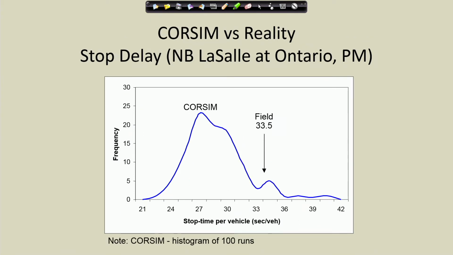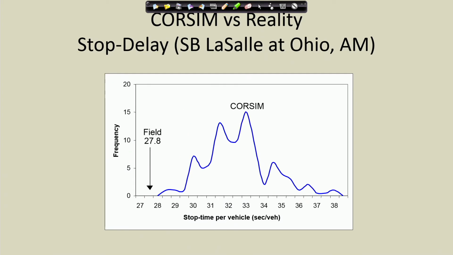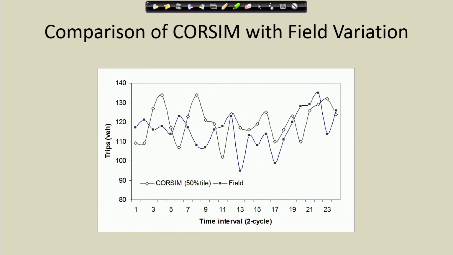This is stop delay. Stop delays are showing different results as well. Some are good or bad. Whether this is acceptable or not is debatable. What we did here was look at variations of the flows we have seen in the number of cars. CORSIM is generating a reasonably larger variation in the number of vehicles coming in. We thought CORSIM may not be able to create large fluctuation of the volume per 2 cycles, and it's fairly similar to the field. That was good.